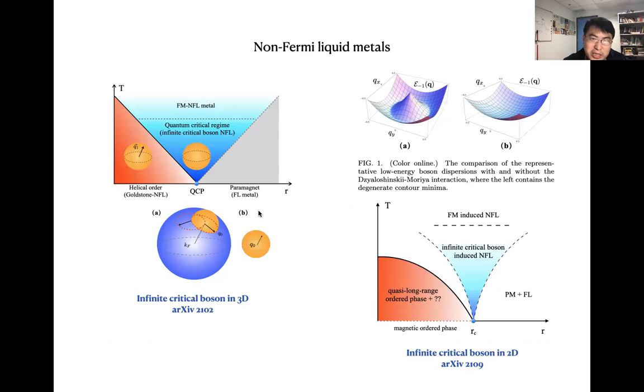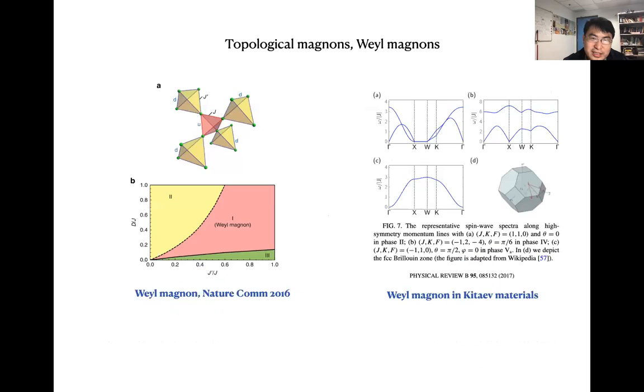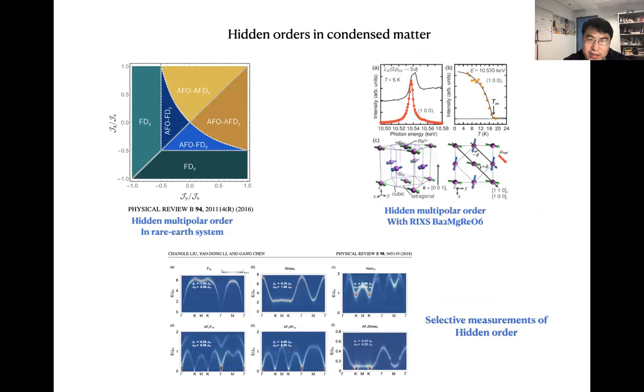We also work on non-Fermi liquid metal. Both of these works are not really published, unfortunately. So they are on arXiv and under review at journals. We generalized this topological band structure idea to magnetic excitations, proposed these concepts of Weyl magnons, and proposed this can be realized in some materials, along with some experimental features of these topological magnons.